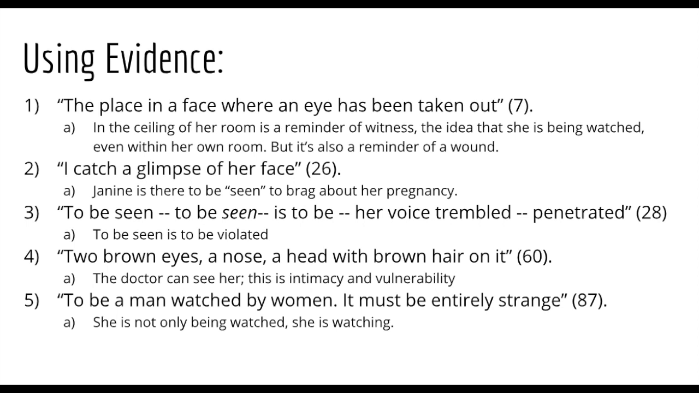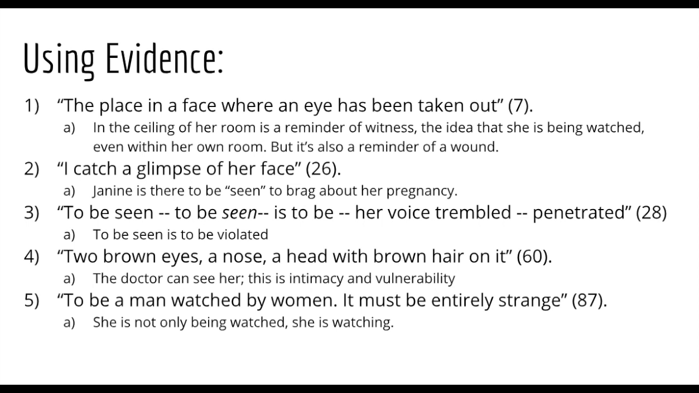Number 2, "I catch a glimpse of her face," and this is in the short scene where Offred and her partner are in the grocery store, and they see Janine, who is pregnant, and she is there to be seen. Then I've got a couple more down here that seem like pretty good ones I could use. "To be seen is to be... her voice trembled, penetrated." And again, this is where there's a link being made between being seen and being violated, which is of course important for the handmaids to have this connection, right? They're supposed to be invisible.